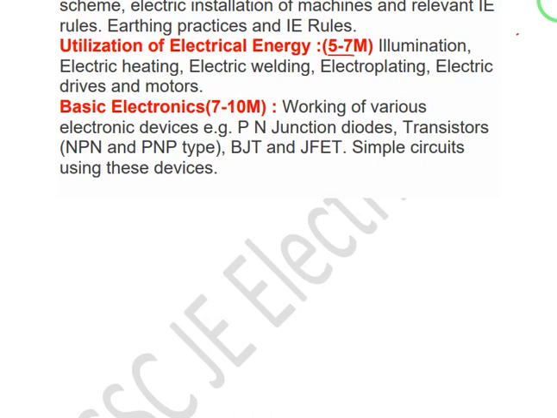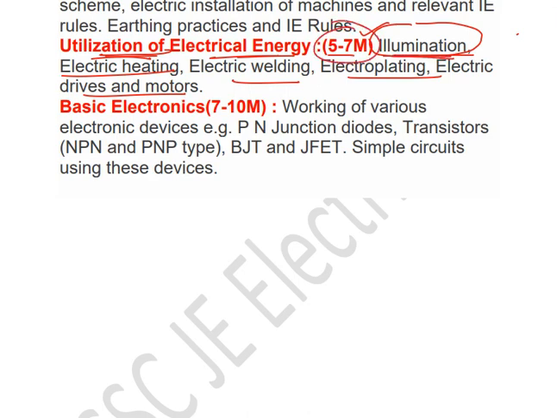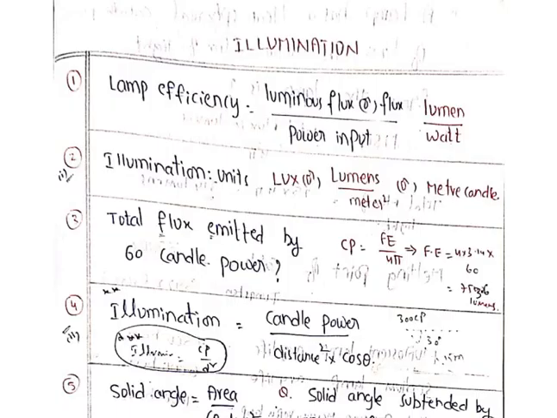In this video, I am going to discuss the weightage of utilization of electrical energy and the important repetitive questions regarding this topic. You can see, in utilization of electrical energy, what topics come under it? Illumination, electric heating, electric welding, electroplating, electric drives and motors. In today's video, I am going to discuss important repetitive models regarding illumination. We have a weightage of 5 to 7 marks regarding this topic. Important repetitive models you can see here regarding illumination.